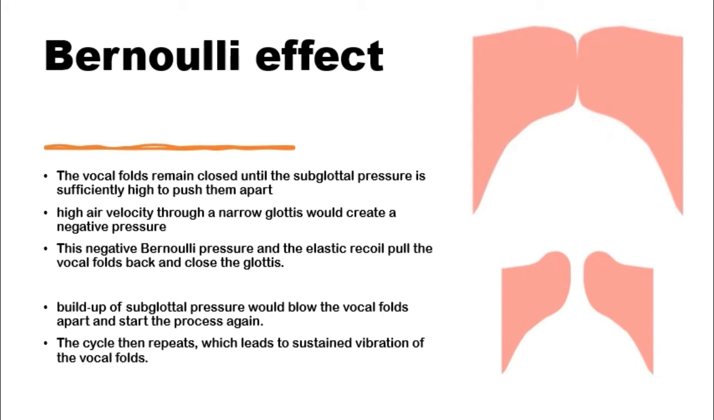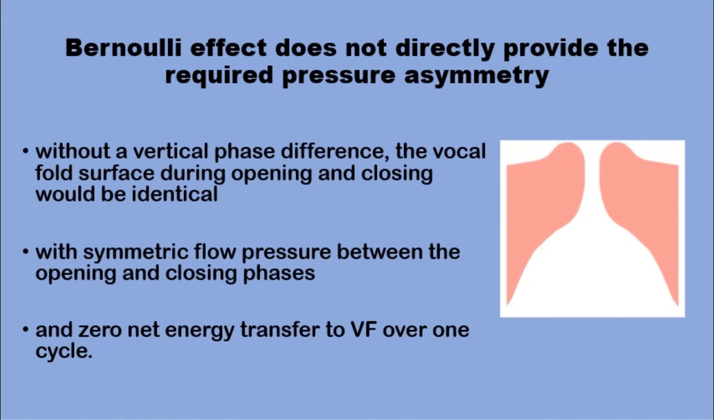But there are now suggestions that the Bernoulli effect is not really necessary for the sustained oscillations, and that it fails to explain some aspects of the vibration cycle of the glottis. Without a vertical phase difference in the medial ends of the vocal fold, the vocal fold surface during opening and closing would be identical. This would give a symmetrical flow pressure inside the intraglottic canal, and there would be a loss of the asymmetry of the intraglottal canal pressure, and consequently a zero transfer of energy from the glottic canal into the vocal folds.